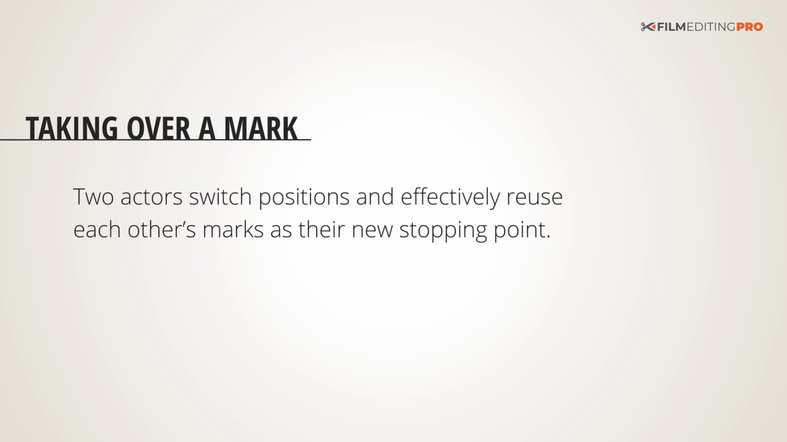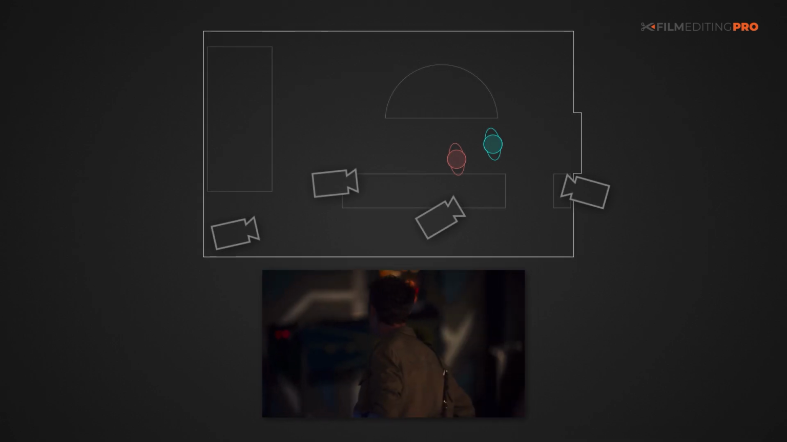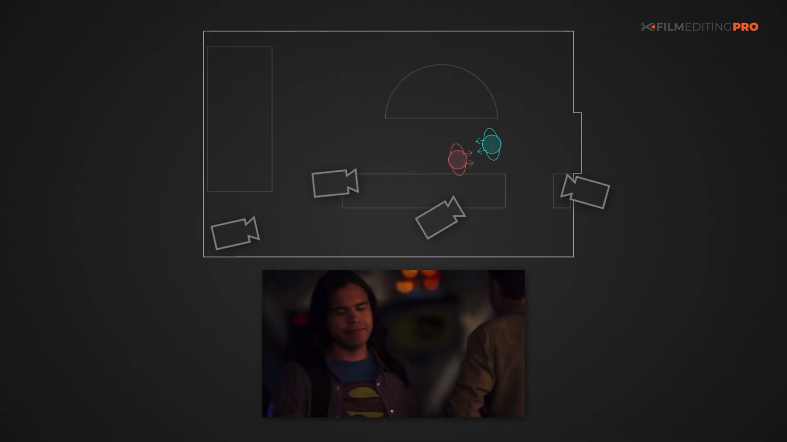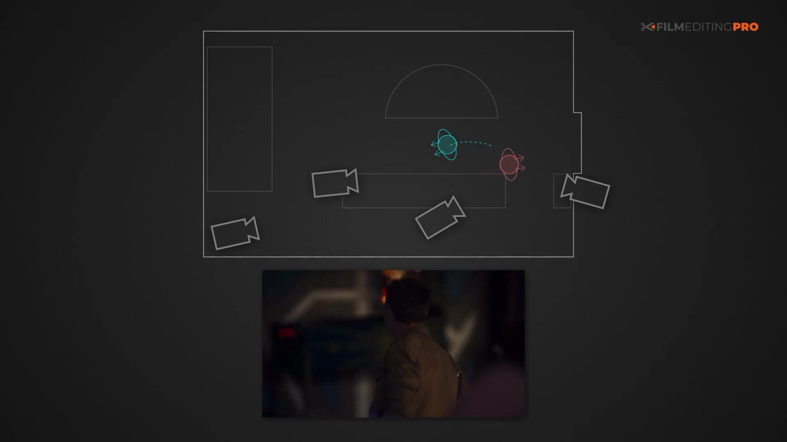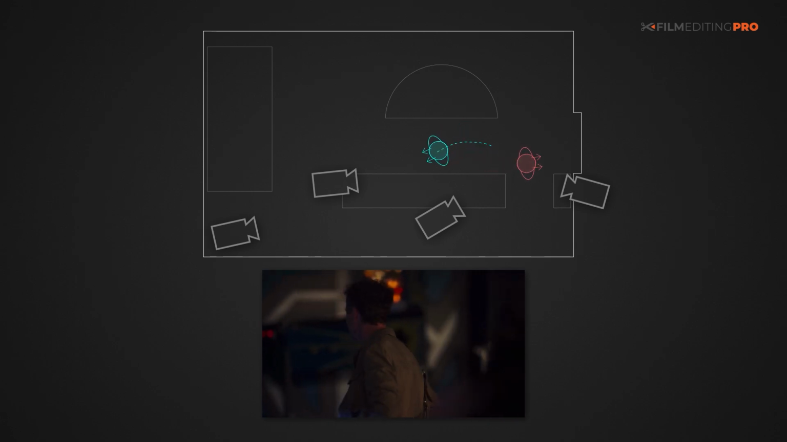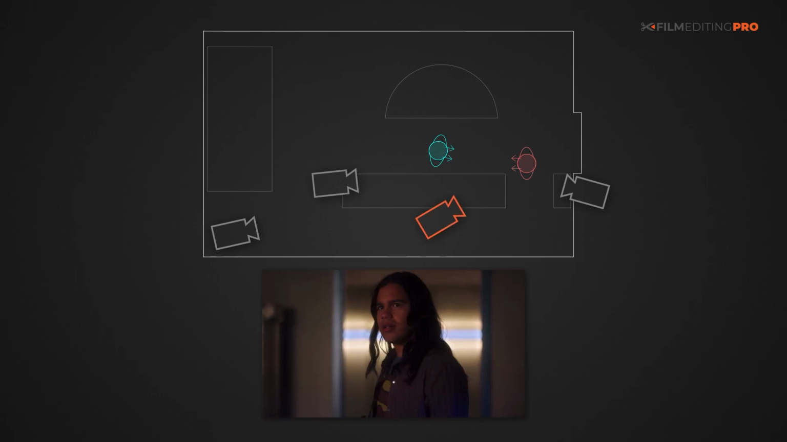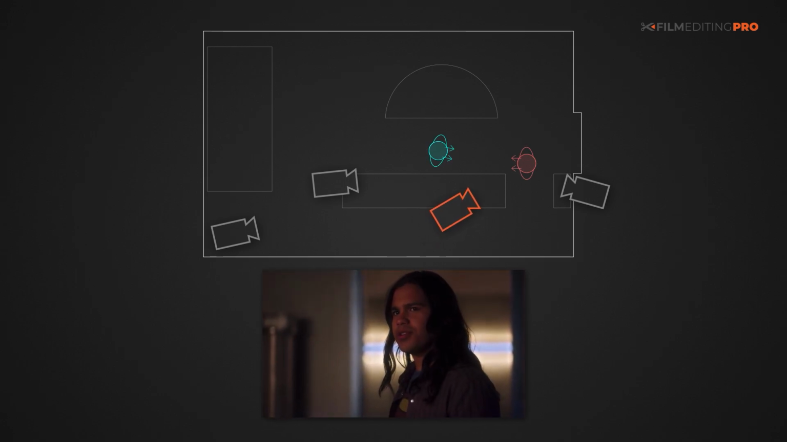Let's see how taking over a mark plays in this scenario. You can see that Cisco walks past Nash and takes several steps, but not only does Cisco keep walking, Nash also walks forward. This may seem a little odd at first. Why would Nash walk forward? The reason is that the actor needs to make it several more steps to land on the mark that the actor playing Cisco was standing on the whole time. This way, Nash will be properly lit, framed up, and in focus when he turns around. Additionally, Cisco has now taken over Nash's mark in the doorway.